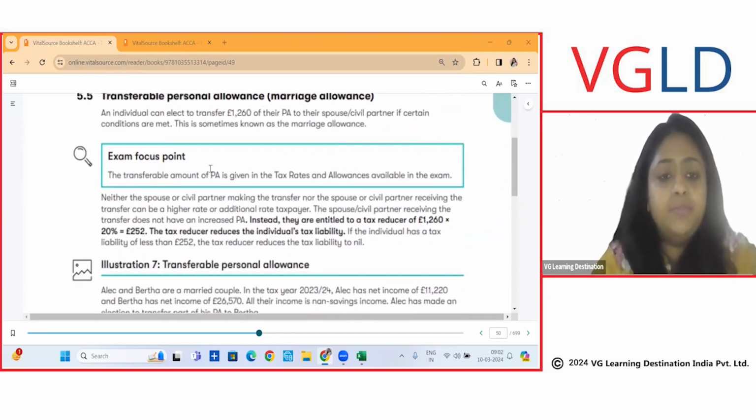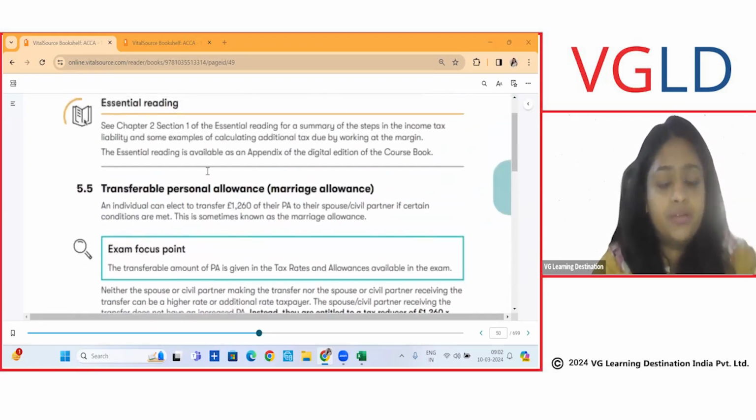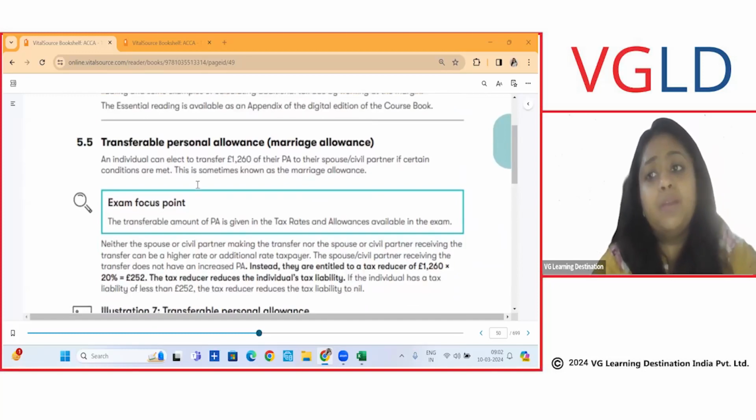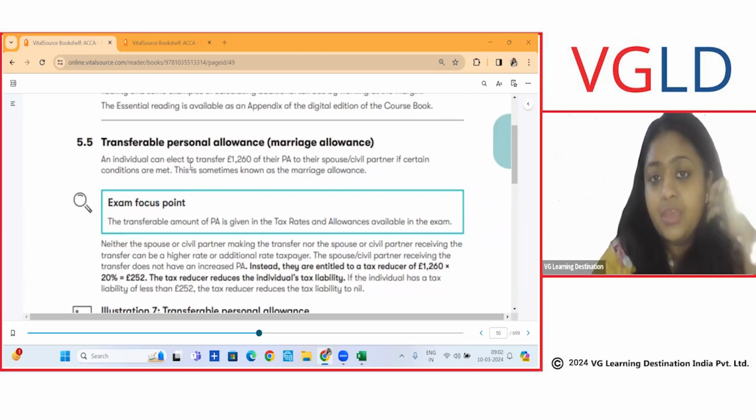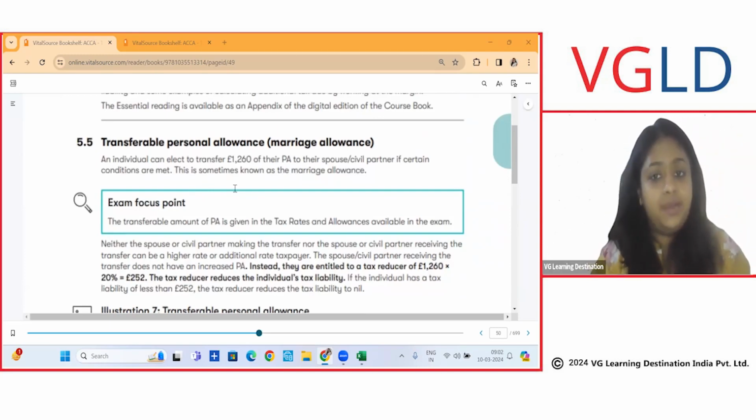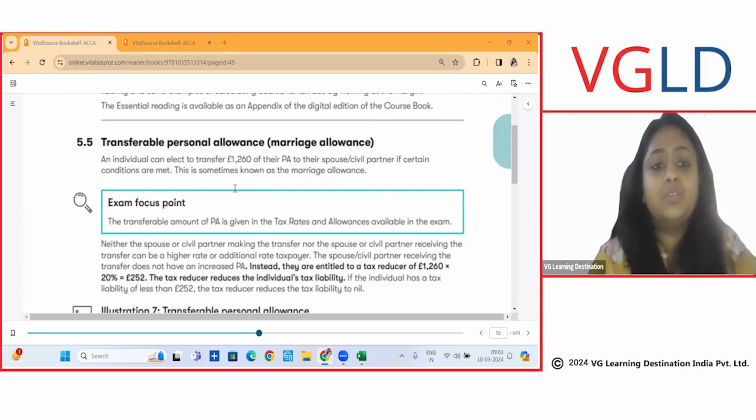I'll take up this topic and then I'm going to give you a break. Now I come to a topic which is more of a tax planning topic. It is transferable PA. What is transferable PA concept? Just understand. There is spouse 1. Just a moment.